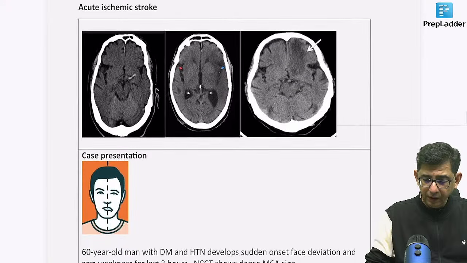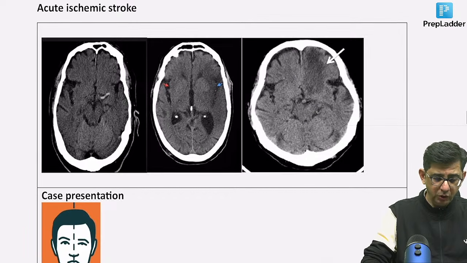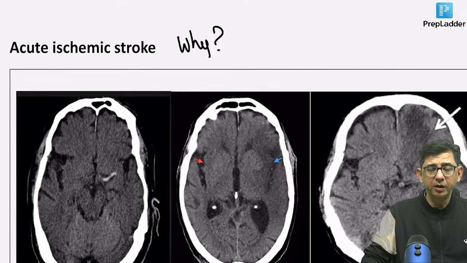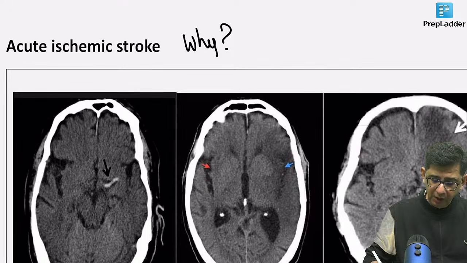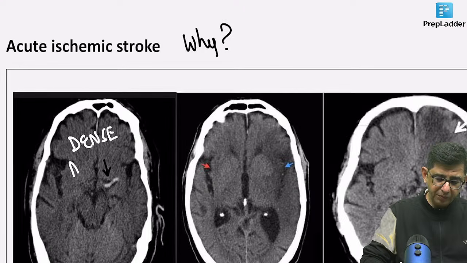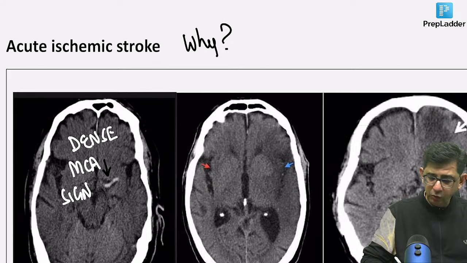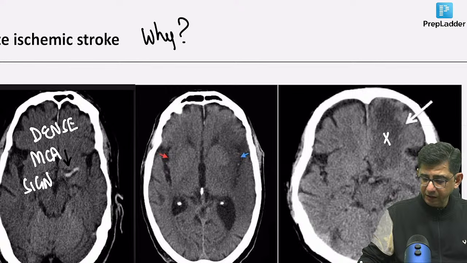Okay. Next is acute ischemic stroke. Tell me the cause. Yeah, it's a dense MCA sign that can be present. Why are we getting this acute ischemic stroke? What you can see in this case is a very classical dense MCA sign. Apart from the dense MCA sign, you will ultimately have a very clear-cut hypodensity, but that hypodensity will take about 6 hours to appear in a patient.